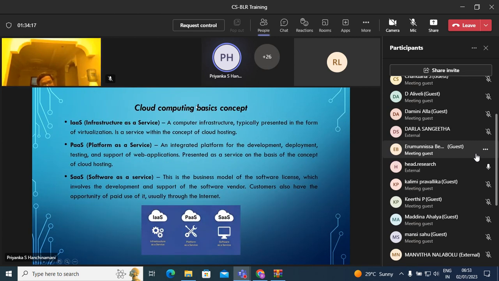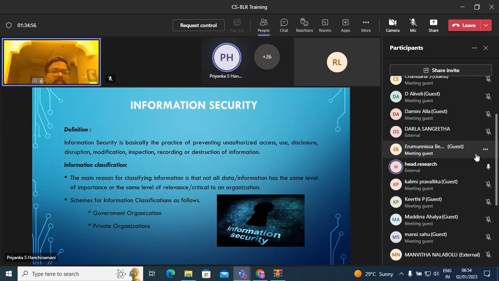Cloud computing types are based on services. They are IaaS, PaaS and SaaS. Infrastructure as a service: computer infrastructure typically presented in the form of virtualization as a service within the concept of cloud hosting. Next, platform as a service: an integrated platform for the development, deployment, testing and support of web applications presented as a service on the basis of cloud hosting. Software as a service: a business model of software licensing which involves the development and support of a software vendor.